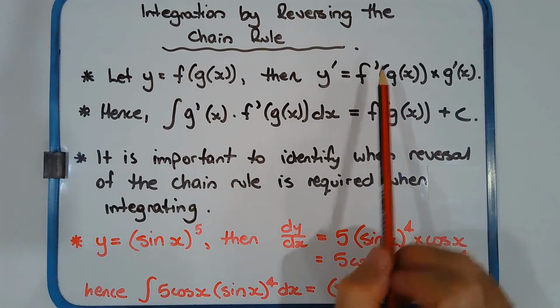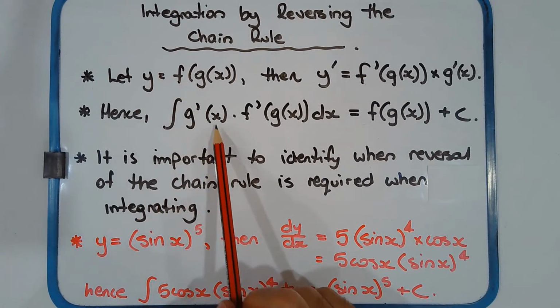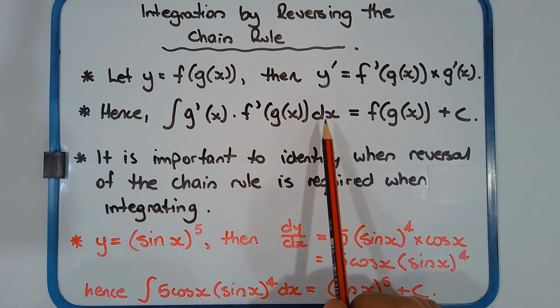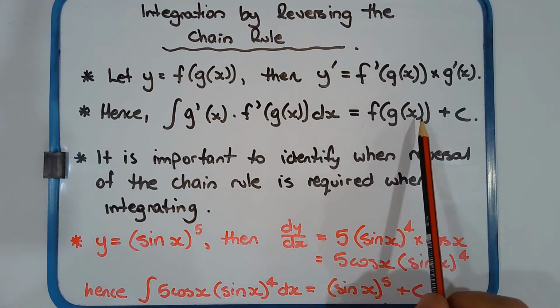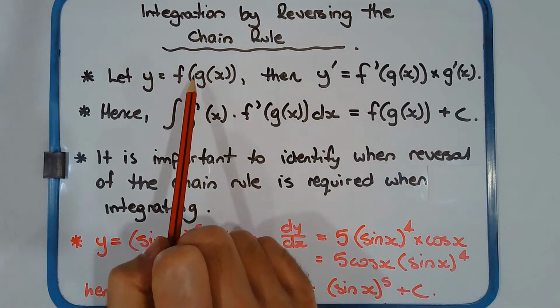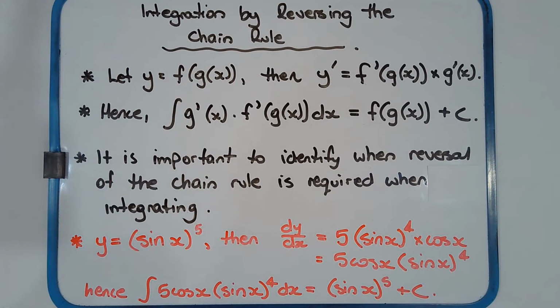Reversing this, the integral of g dash of x times f dash of g of x dx is equal to f of g of x plus c. So we go back to where we started. Now it is important to identify when reversal of the chain rule is required when integrating. So if the integrand is in this form, or a multiple of this form, then reversal of the chain rule is required. Here's a quick example.